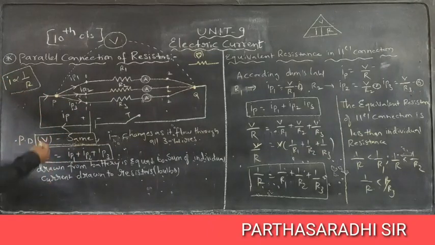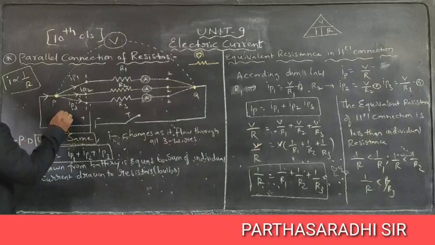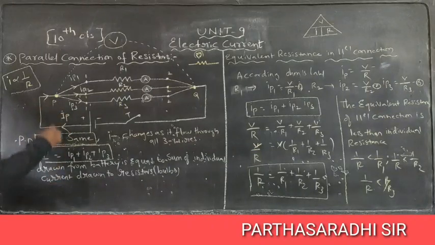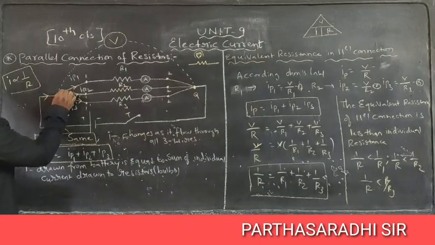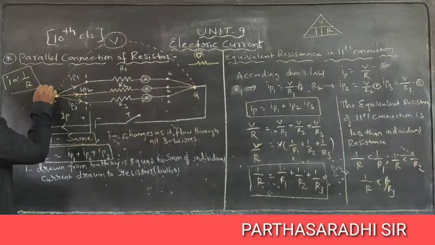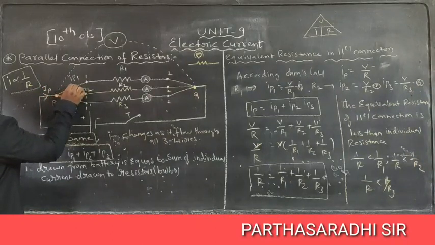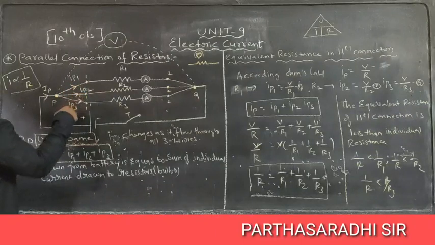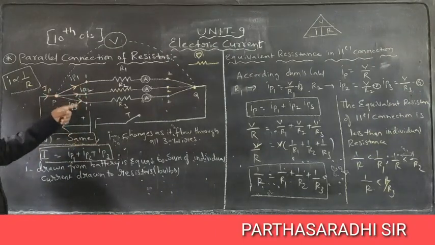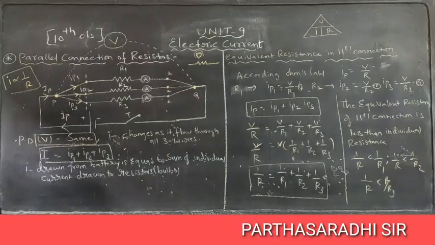The second thing is the change in current direction. This is the current IP that I have taken. This current IP, as it passes through this point, divides into three different directions: 1, 2, 3. Therefore, IP1, IP2 as well as IP3.